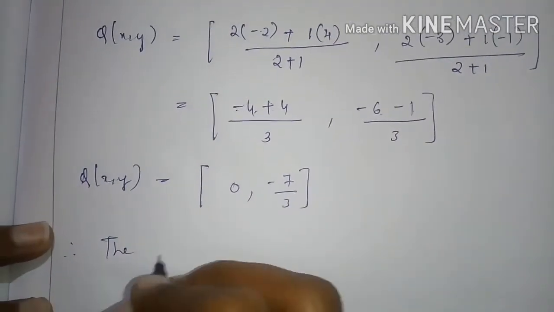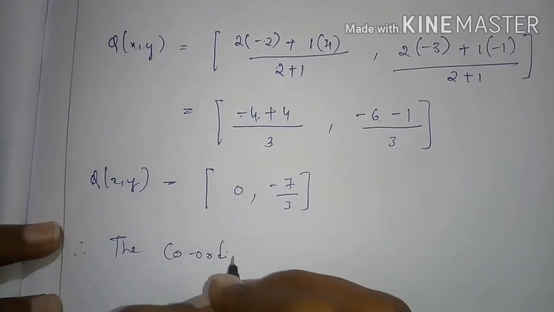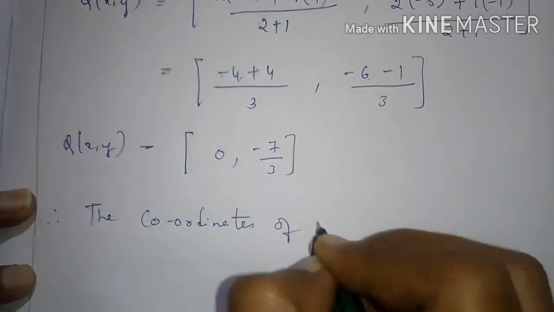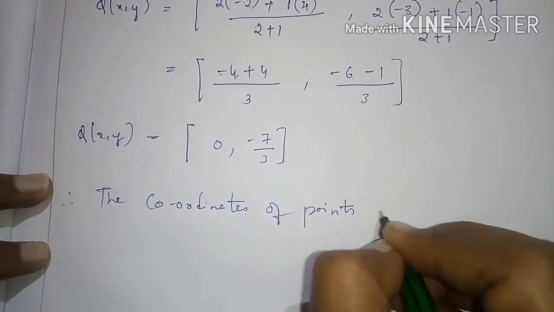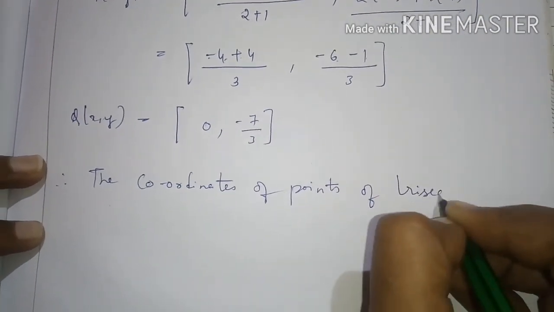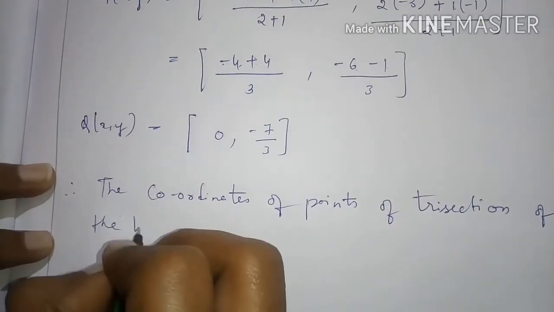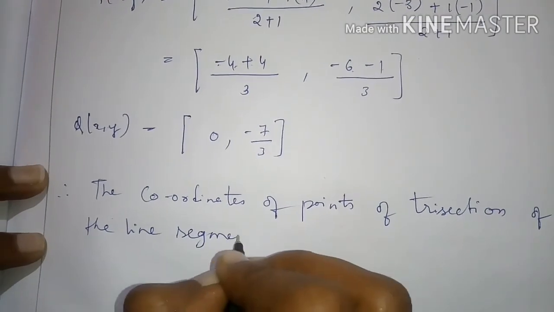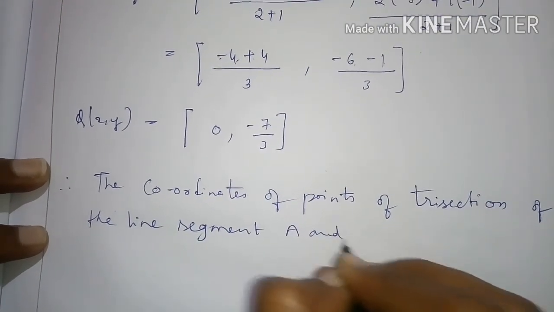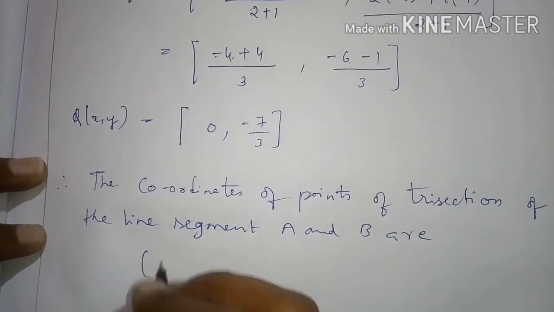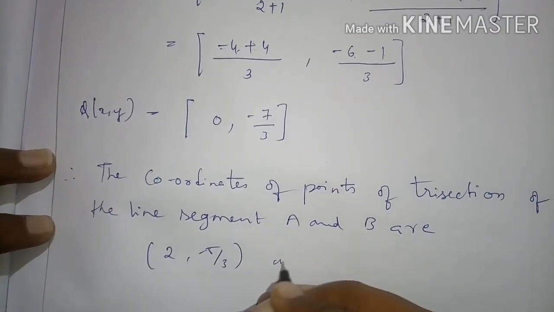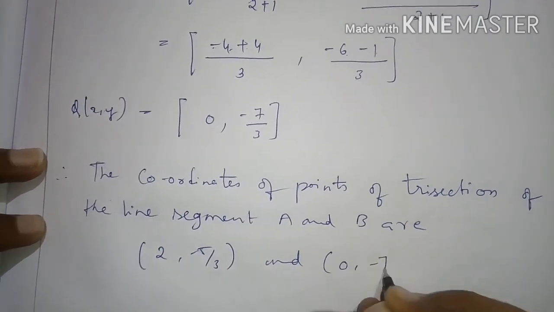Therefore, the coordinates of the points of trisection of the line segment AB are (2, -5/3) and (0, -7/3).